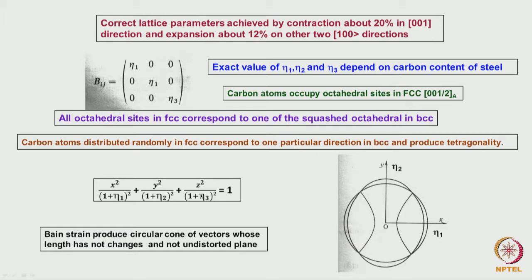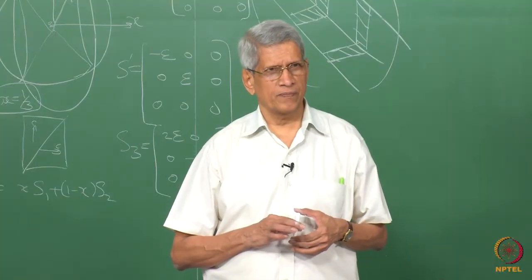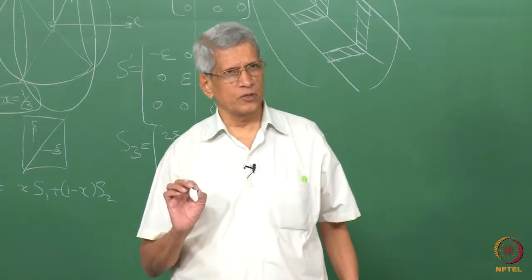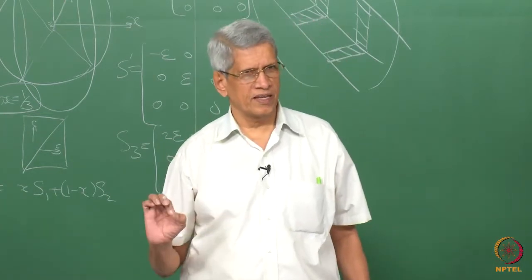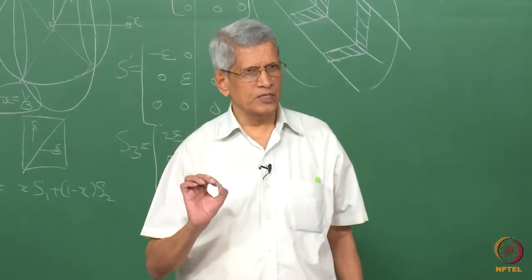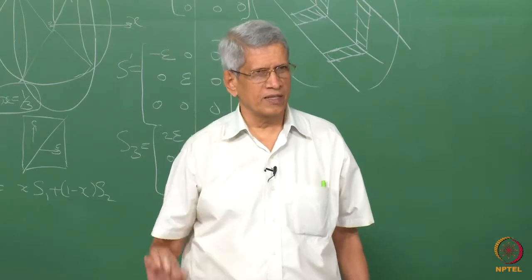These distortions are normally called the Bain distortion. This you might have studied in iron martensite, this terminology which is used. This is essentially a homogeneous shear which is given in all the three directions, correct?